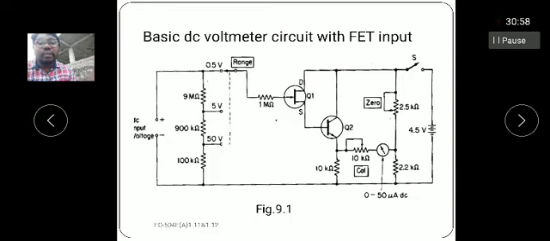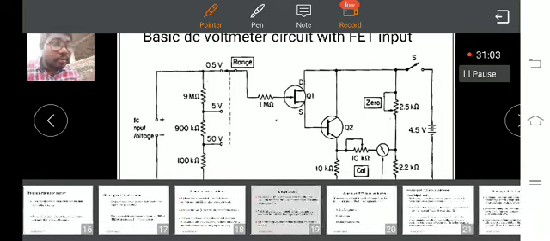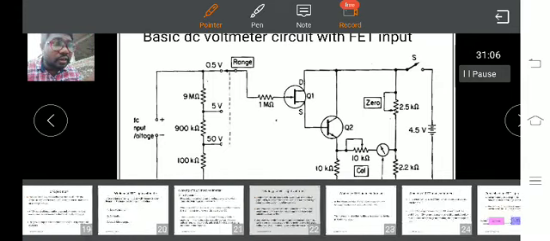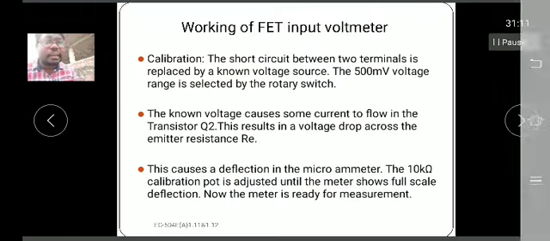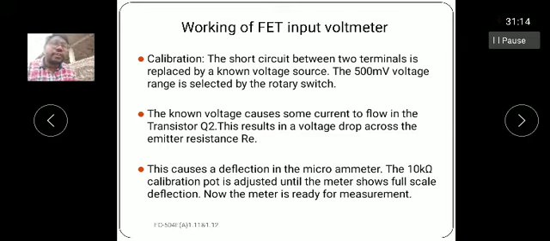Now the meter is ready for actual measurement. With the help of points, I am again explaining this particular point: calibration. The short circuit between the two terminals is replaced by a known voltage source. The 500 millivolts voltage range is selected by the rotary switch. The known voltage causes some current to flow in the transistor Q2. This results in the voltage drop across the emitter resistance RE.